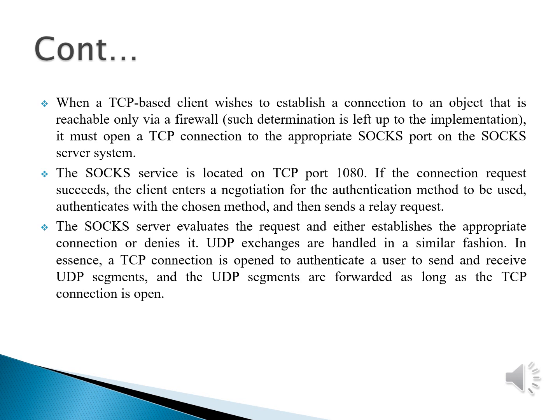When a TCP based client wishes to establish a connection to an object that is reachable only via a firewall, it must open a TCP connection to the appropriate SOCKS port on the SOCKS server system. The SOCKS service is located on TCP port 1080. If the connection request succeeds, then the client enters a negotiation for the authentication method to be used, authenticates with the chosen method, and then sends a relay request. The SOCKS server evaluates the request and either establishes the appropriate connection or denies it.